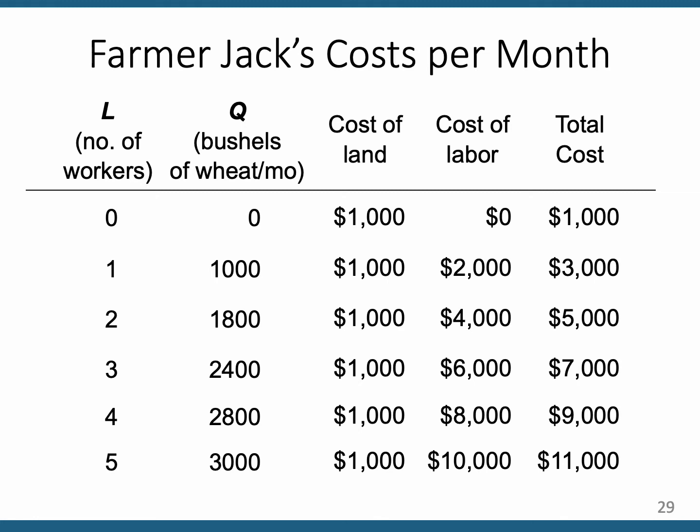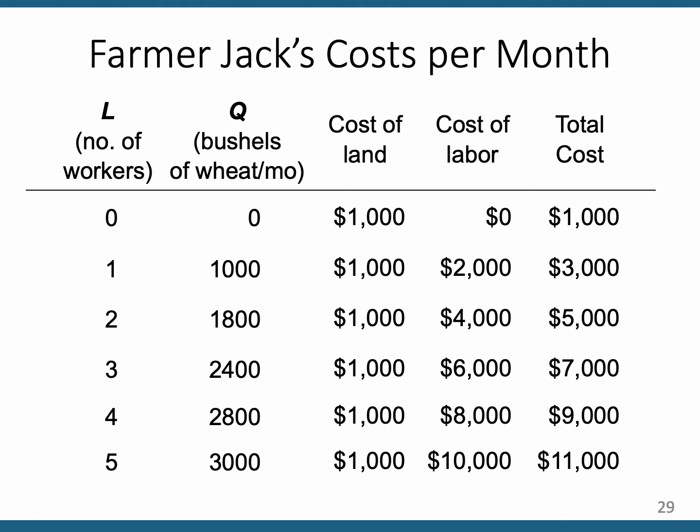So let's say you hire the first worker and you're going to start producing now. All right. So you're producing 1,000 bushels now per month. What's the cost? Well, the cost of the land, $1,000. The cost of the labor is $2,000 because you're paying that worker $2,000 per month. So your total costs are $3,000 per month if you have a workforce of 1.